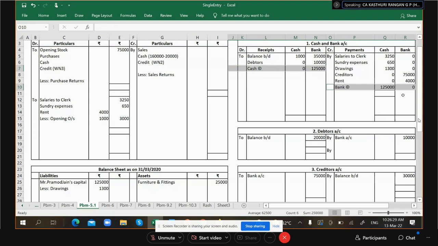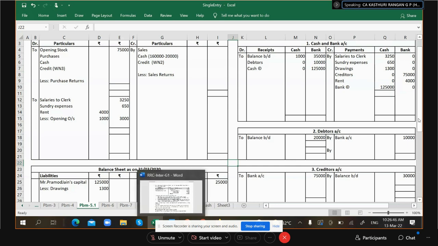Like this, every piece of information you have to read carefully and record correctly. If you do all this correctly, then problems on incomplete records are very, very easy. Okay, I'm sure all of you are following. If anybody has any question, please feel free to ask me.